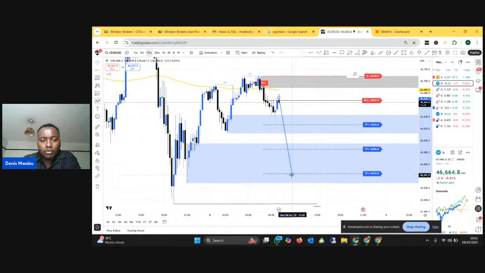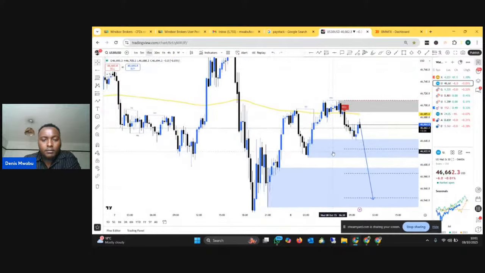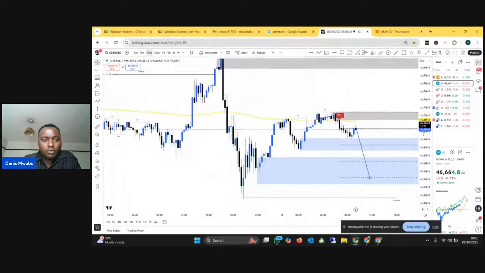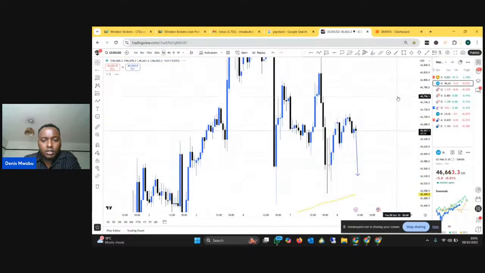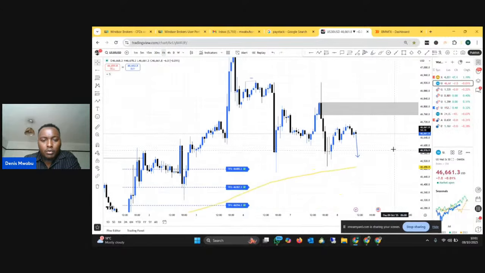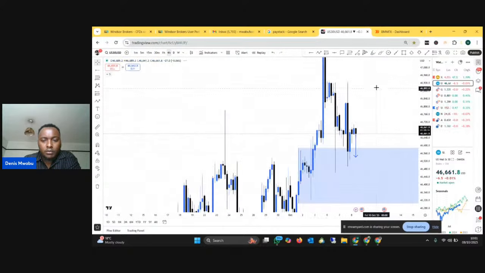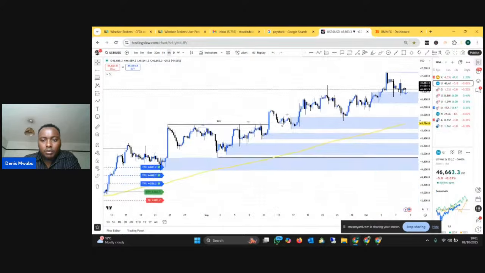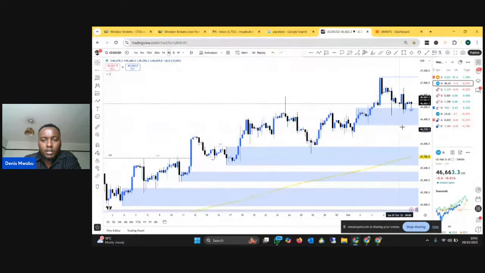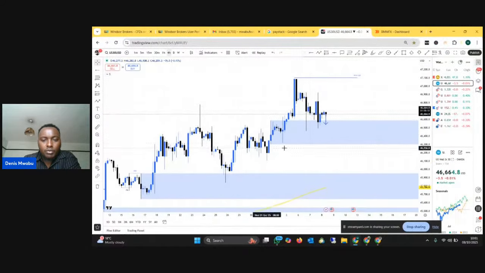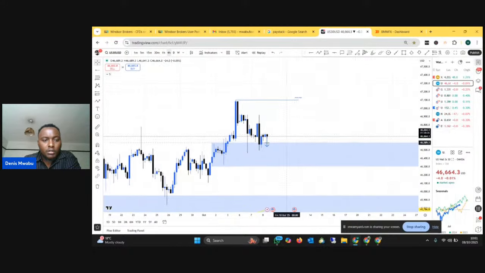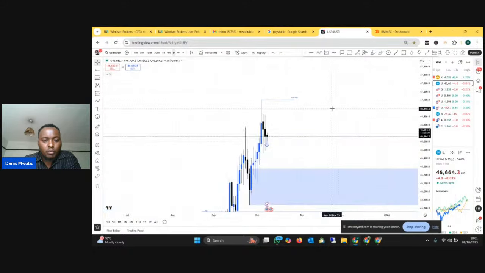That can continue dropping. Okay, so right now, that is what we have here with US 30. Let's see what we'll be able to do. Let's take a look at the higher time frames so that you can see. On the higher time frames, US 30 is still bullish. You can see it is on a zone here. It is kind of bullish.